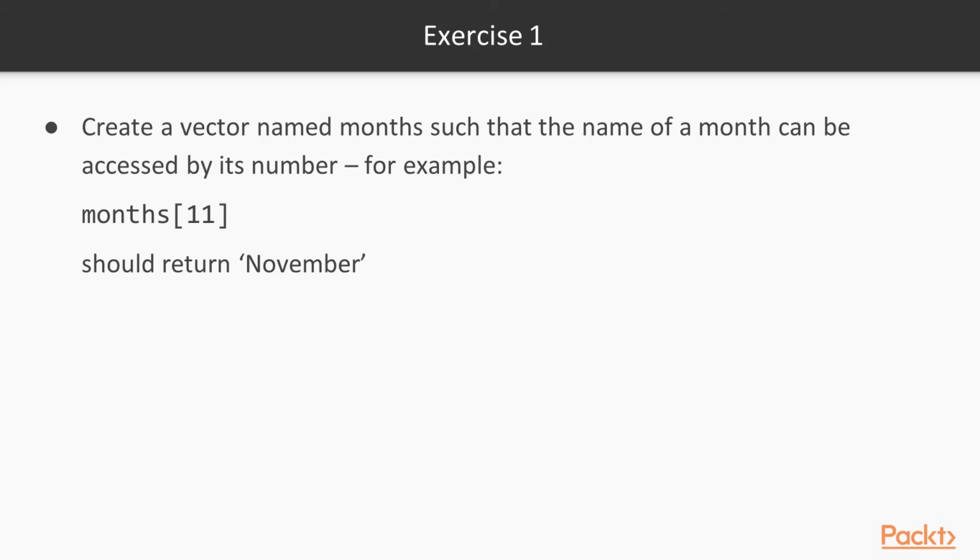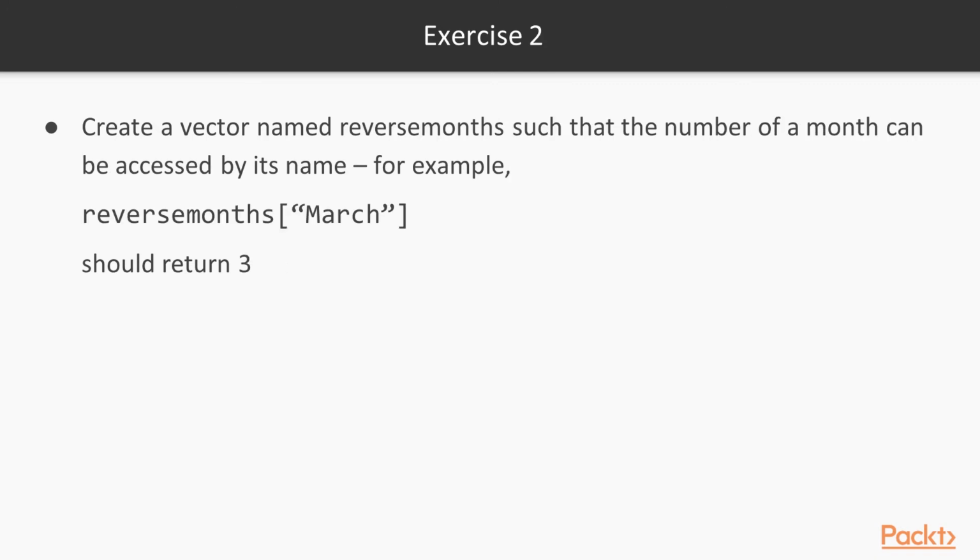Exercise 1. Create a vector named months such that the name of a month can be accessed by its number. So for example, if you typed months[11], R should return the value November. Exercise 2. Create a vector named reverse_months such that the number of a month can be accessed by its name. For example, if you type reverse_months["March"], R should return the number 3.